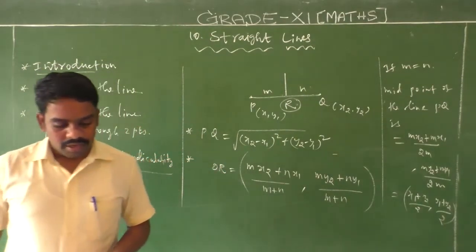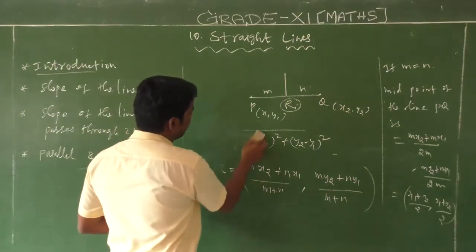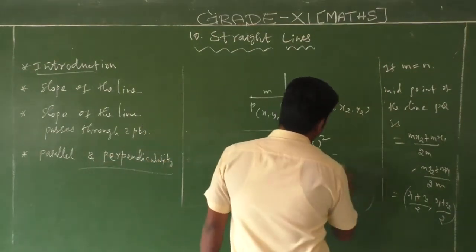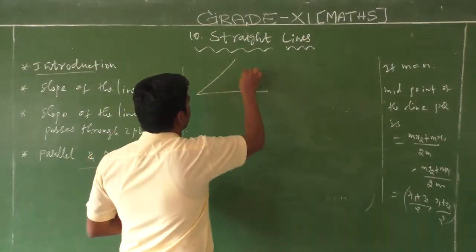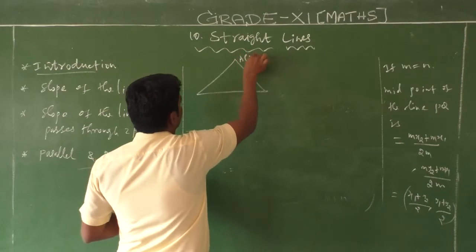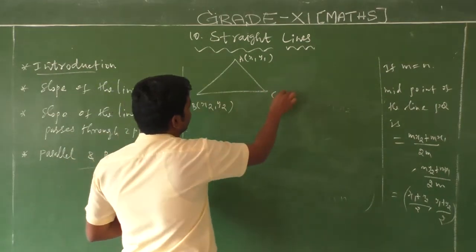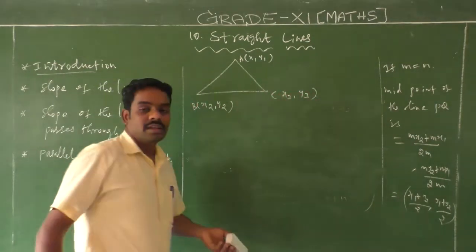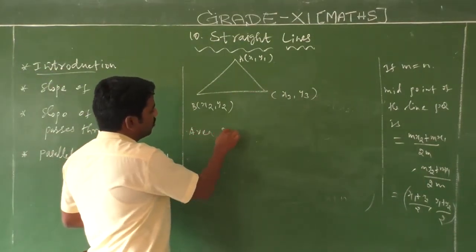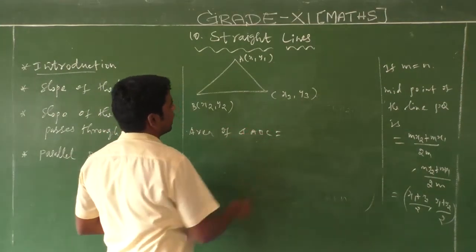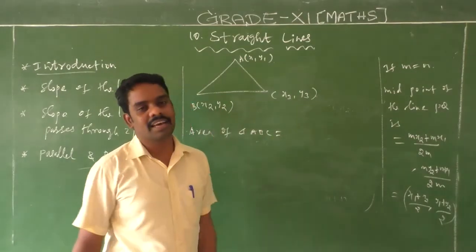Right. Next, the area of the triangle. Area of a triangle passing through 3 points. Let us consider 3 points A, B, C. A is (x1, y1), B is (x2, y2), and C is (x3, y3). Now the area of triangle ABC, where the vertices A is (x1, y1), B is (x2, y2), and C is (x3, y3).